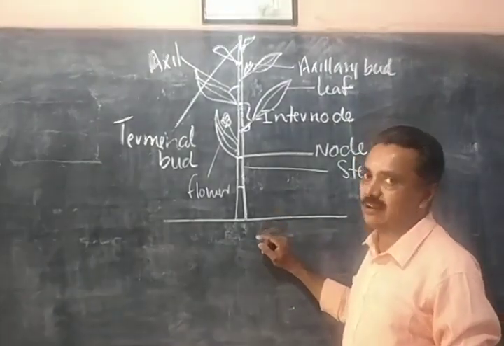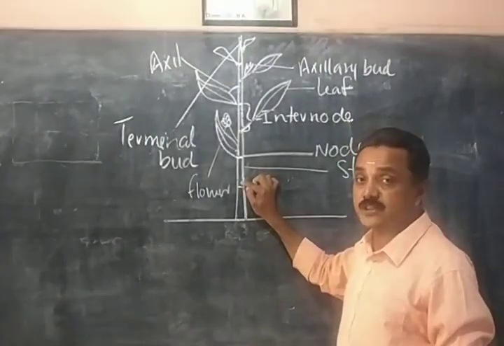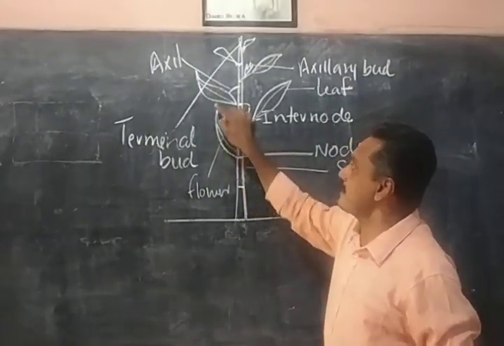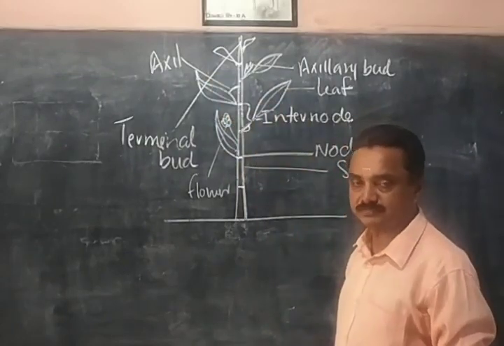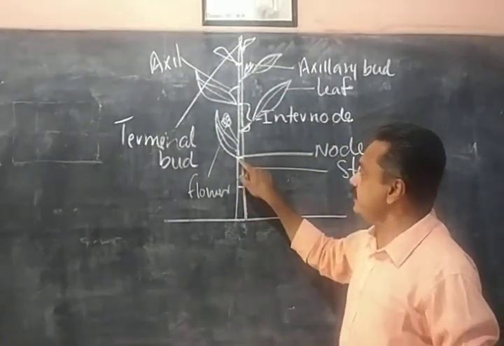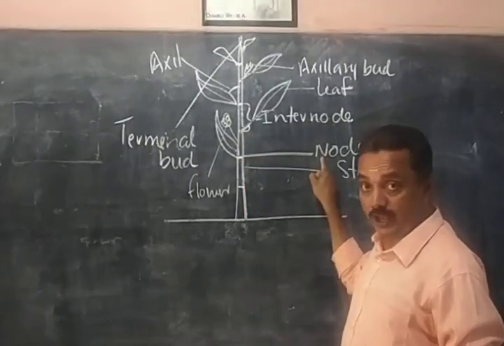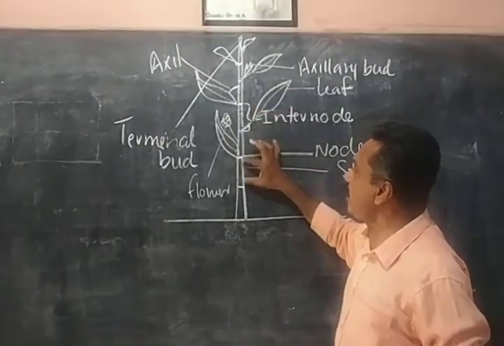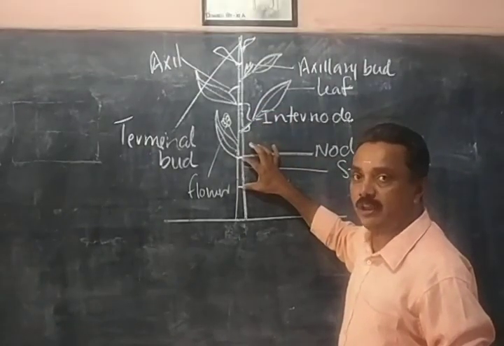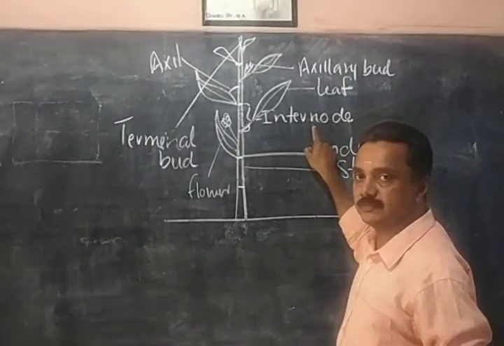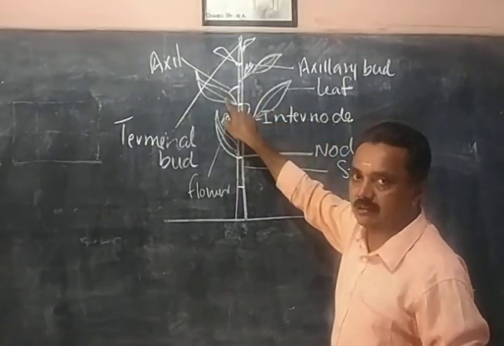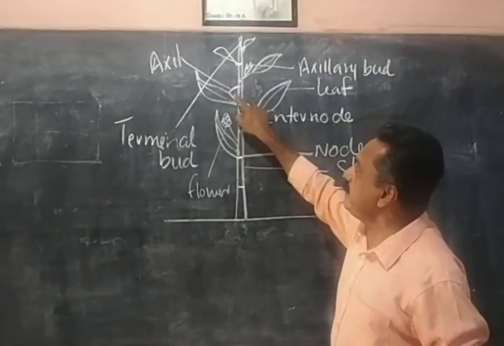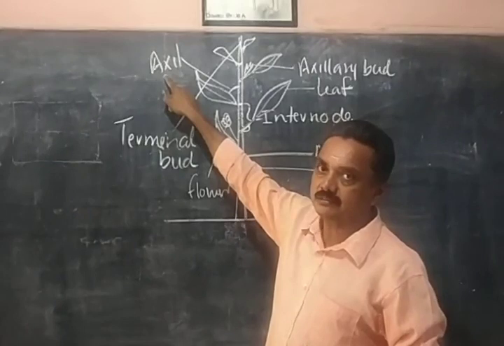So, I will revise once again. The main axis of the shoot system is called a stem. It helps in the transportation and supporting the leaves and branches. The joint present on the stem is called a node, N-O-D-E. The place between two nodes is called internode. Leaves originate from the nodal region, node. The angle between leaf and stem is called axil.